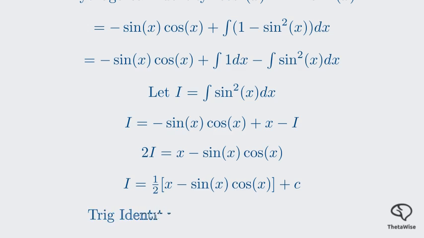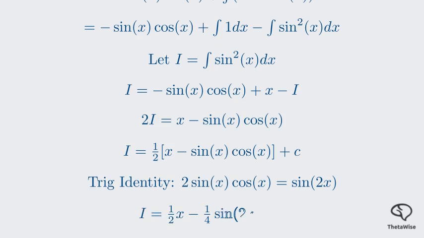The memo then uses a half-angle identity, 2 sin x cos x equals sin 2x, to simplify the expression further. This gives us the final simplified answer.